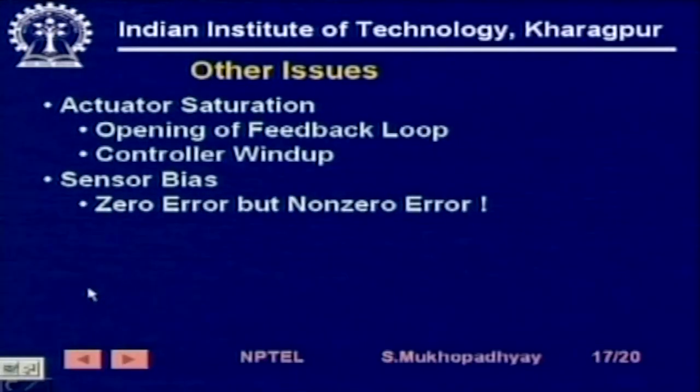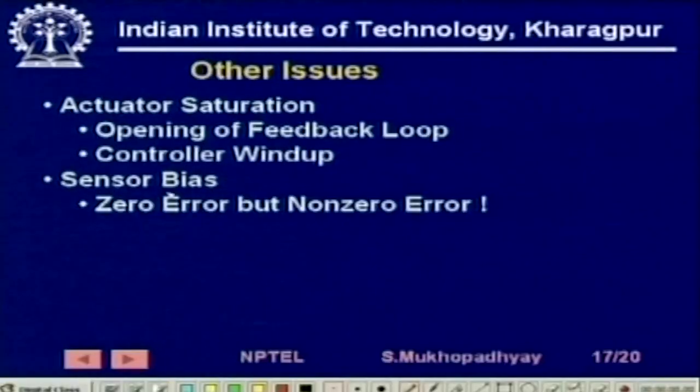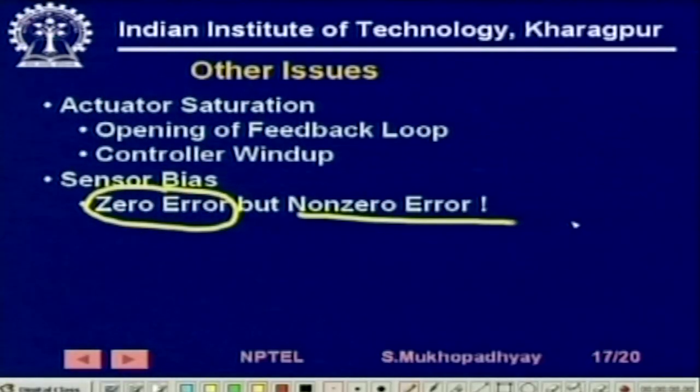Remember that if you have a sensor bias, the sensor has errors. Sensors are the eyes of the controller. So whatever the sensor sees, the controller simply works on that. If you have bias, you will think that the controller will produce an input which will have 0 error, but actually there will be non-zero error.